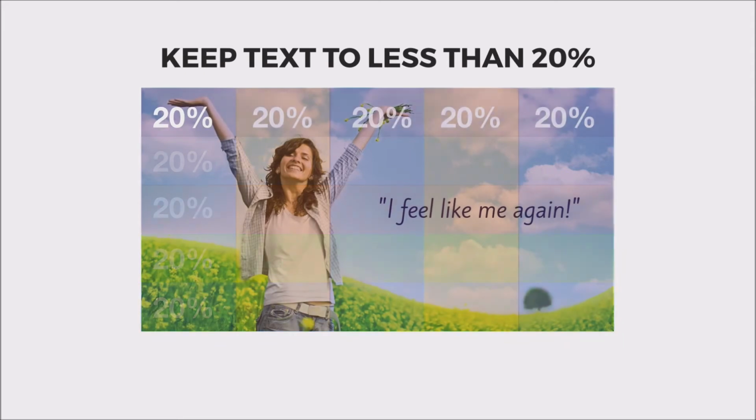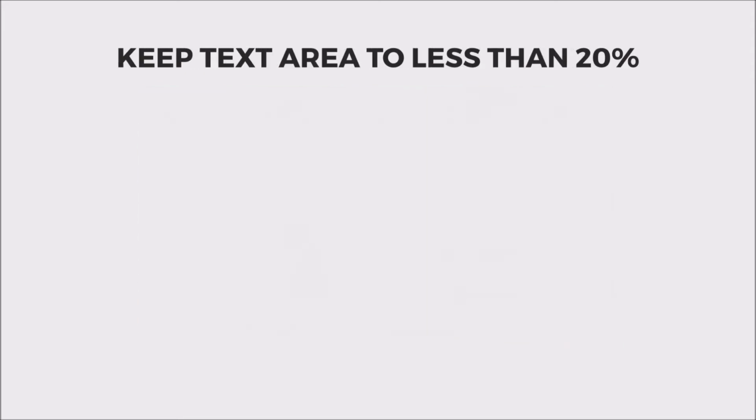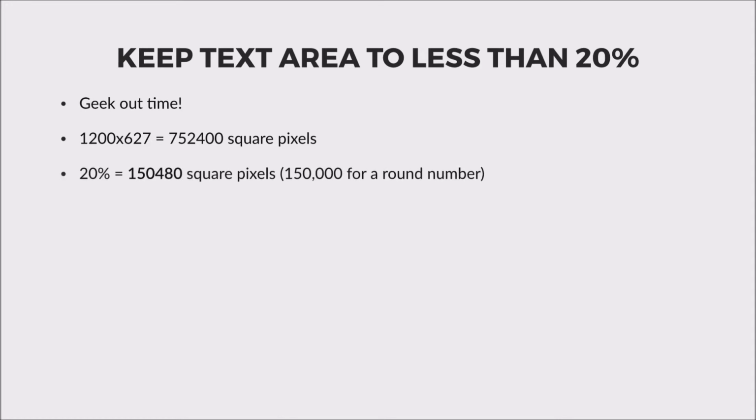Do this horizontally and vertically to get a general idea of the available area. It may be helpful here to geek out on these numbers a bit, since it's pretty likely your text area will not fit neatly into one of these horizontal or vertical bands. The 1200 by 627 pixel area results in about 750,000 square pixels. 20% of that is about 150,000 square pixels.